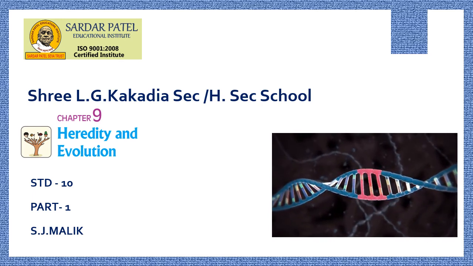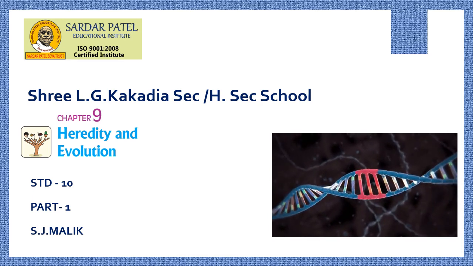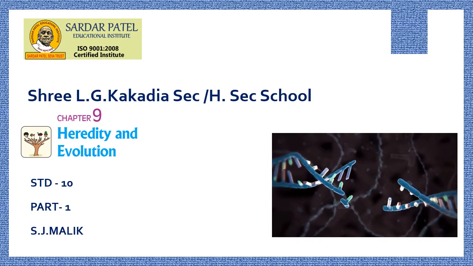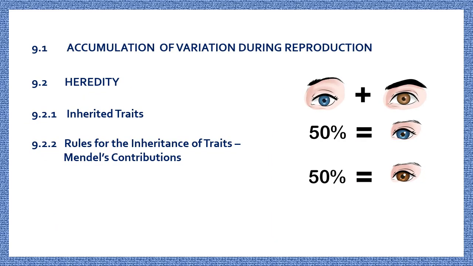This is chapter 9, and I'm here with part 1 of chapter 9. Now, let me tell you what we are going to study in this part. In this part, we'll study some topics. The first one is accumulation of variation during reproduction. And then the second one is heredity. And here are the subtopics of this heredity topic: inherited traits, rules for the inheritance of traits, and then Mendel's contribution in this direction. Okay, so let me start here.